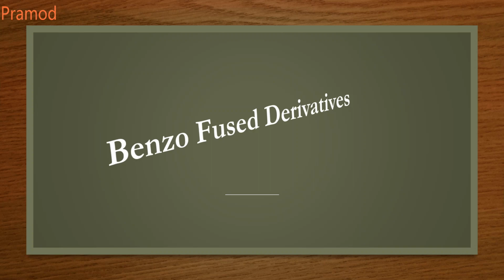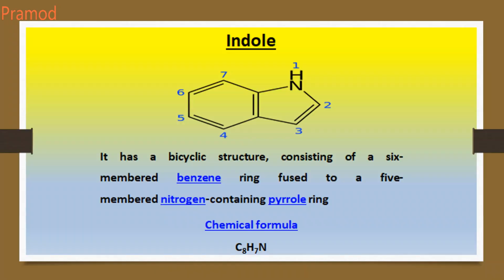So today we are going to start with benzo-fused derivatives, like indole, benzofuran, and benzothiophene. The first heterocycle is indole. Indole is a bicyclic structure, that is a six-membered benzene fused to a five-membered nitrogen-containing pyrrole ring.